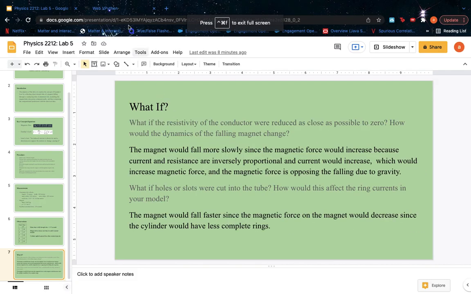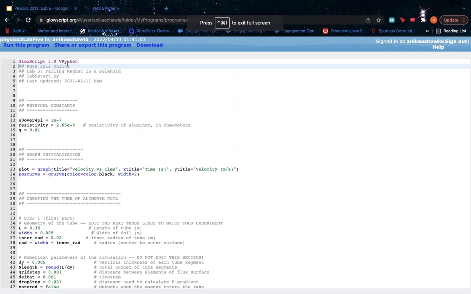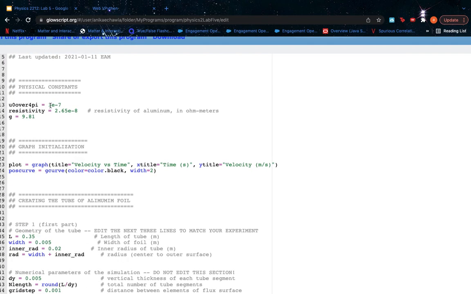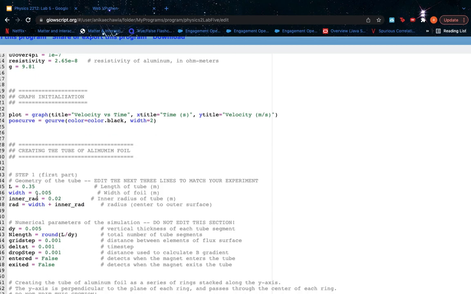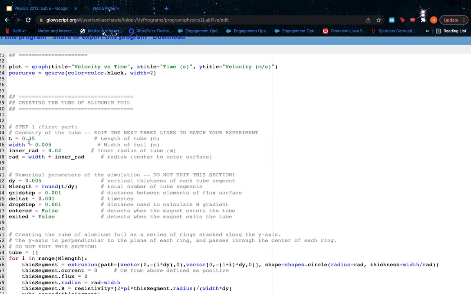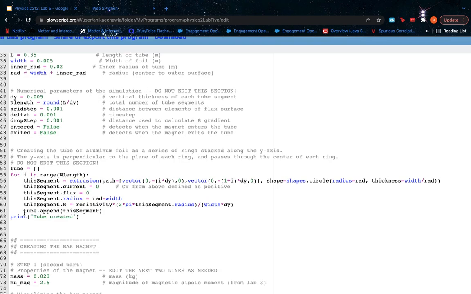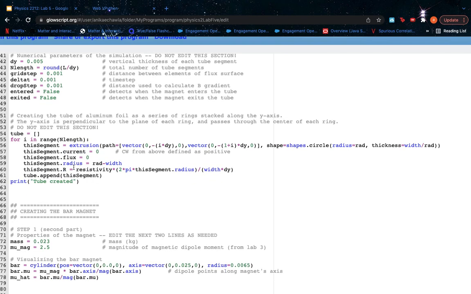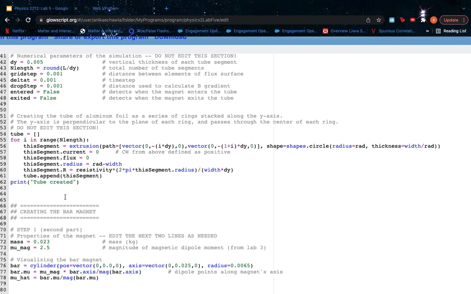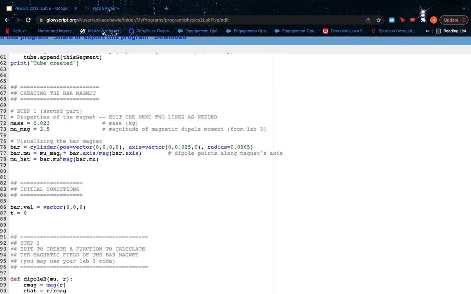So let's take a look at the code to understand what happened. Here we have mu over 4 pi, resistivity, and gravity, and first we set the initial conditions of the tube. Then we have some numerical parameters of the simulation, and here we create the tube of aluminum foil as a series of rings stacked along the y-axis. And then here we have the bar magnet.